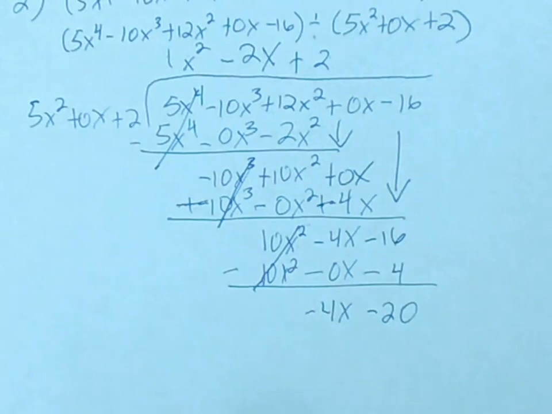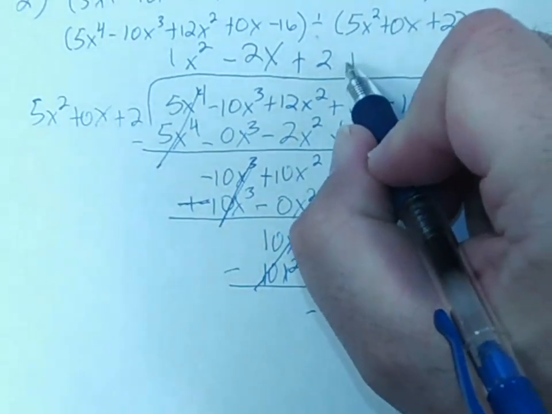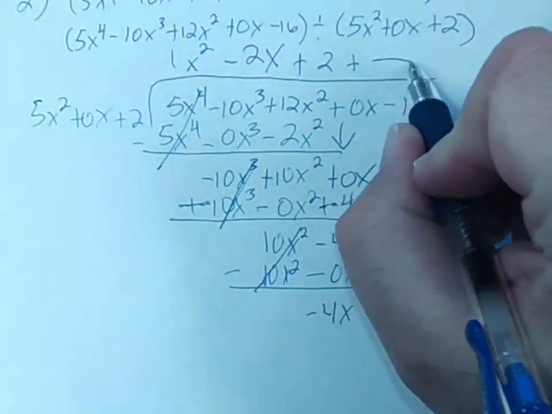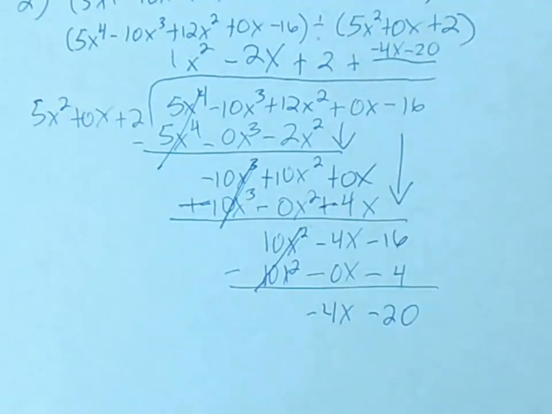Oh, we have a remainder. Almost forgot that part, sorry. So we will add our remainder up here. We'll go plus, and then remember we make a fraction, right? So we'll put negative 4x minus 20 on the top there.